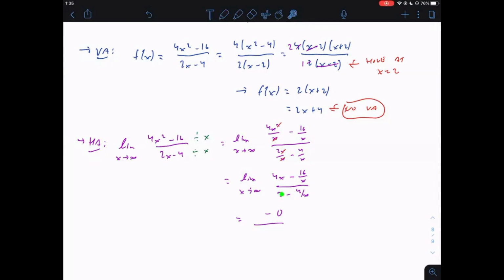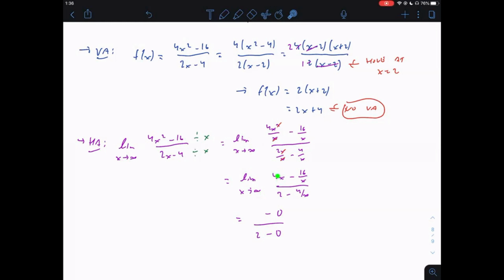Limit of a constant is just that constant. So we're going to have 2 minus, again, the limit of a constant over a changing variable as that variable goes to infinity. That will also be 0 here. But what about the limit of 4 times x as x goes to infinity?